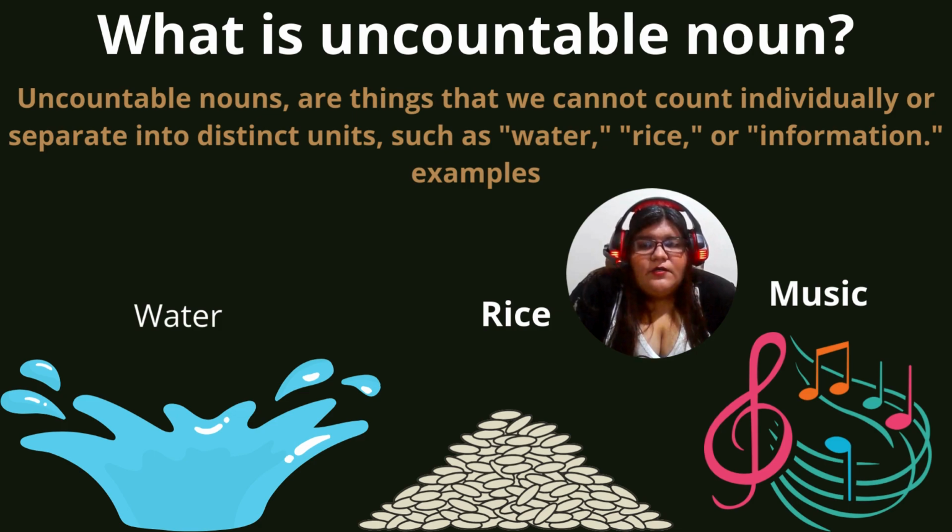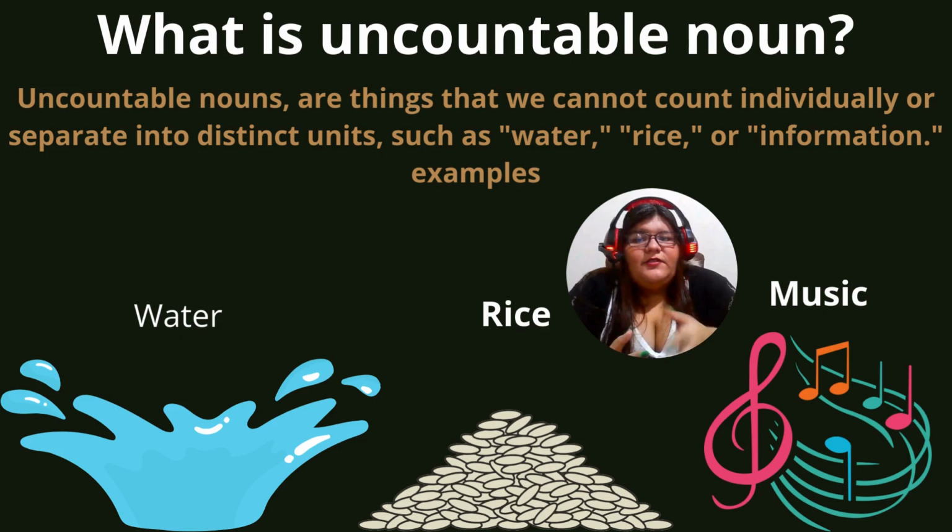Then we have what is an uncountable noun. Uncountable nouns are things that we cannot count individually or separate into distinct units, such as water, rice, or information, right? These are the things that we cannot count. For example, I can't count the water of the ocean, right? I can't count the rice. I can't count every melody of each song, right? So these are uncountable nouns.